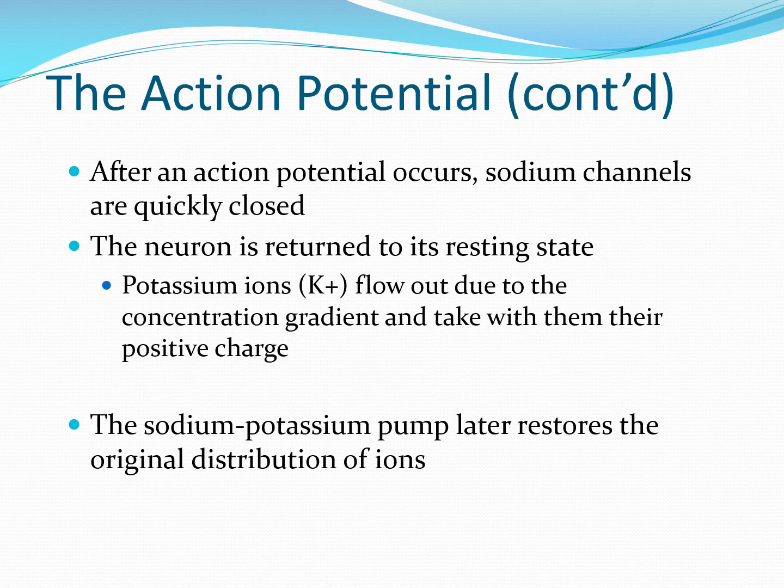After the action potential occurs, sodium channels are quickly closed. The neuron is returned to its resting state because those potassium ions are able to flow out, because now the concentration gradient is letting them flow out, taking their positive charge with them. We go down past negative 70 millivolts just a bit, and potassium channels close. And the sodium potassium pump, which I think I showed a picture of in the last slideshow, but now that I have the words here, is going to restore those ions to their original distribution so that we can let this happen again.